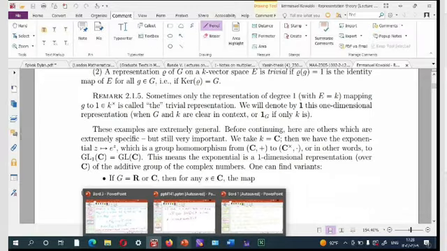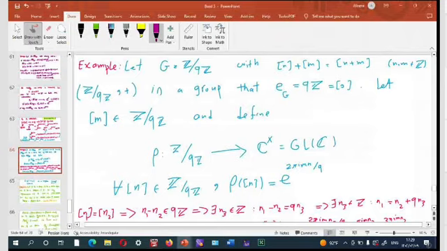The non-zero elements, with the ordinary multiplication of complex numbers. And also in this representation, they are in GL of C, and C is a one-dimensional vector space. Let G equal this quotient space with the binary operation. Then we know that this is a group.